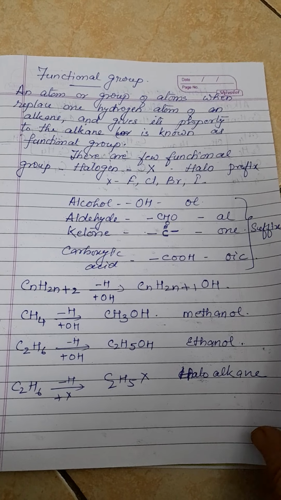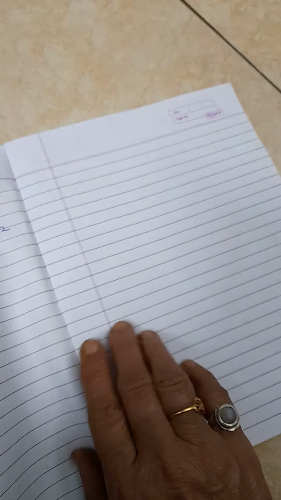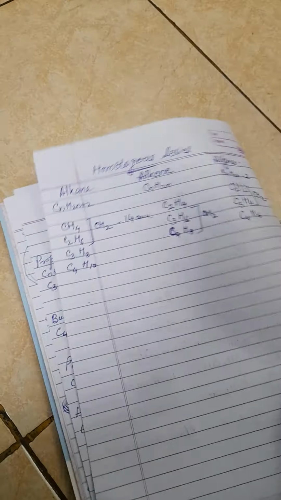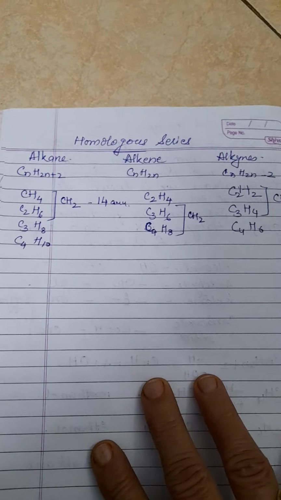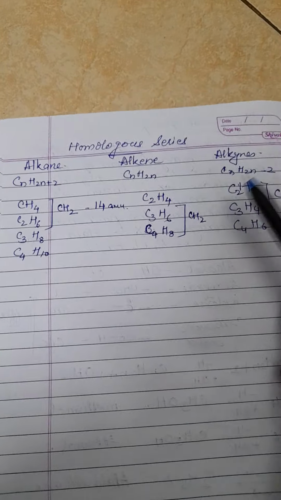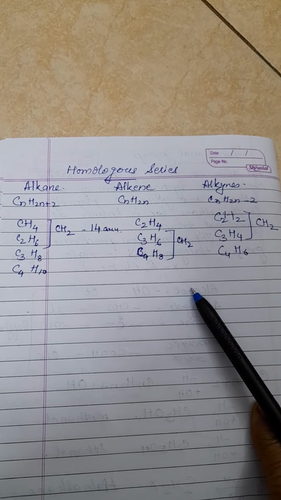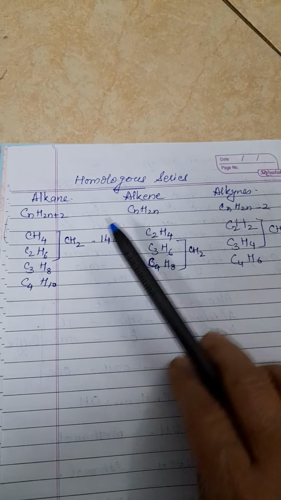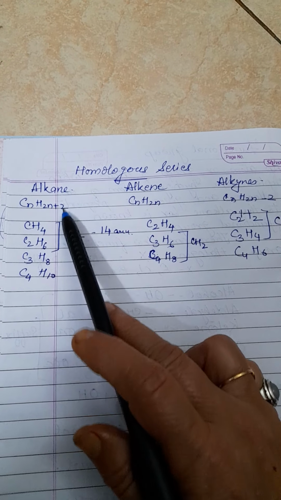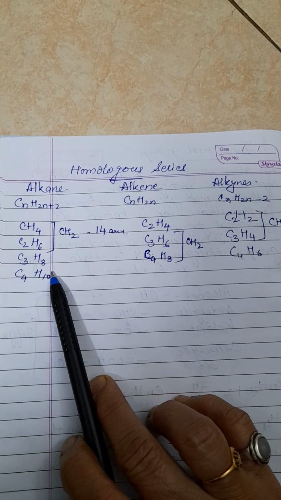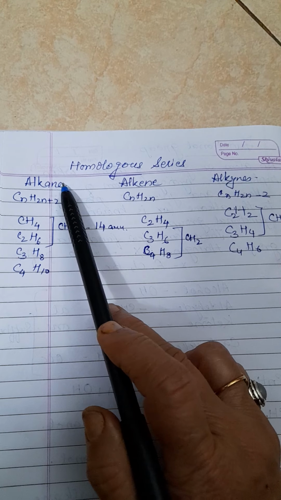Now we are going to study a little about the homologous series. You can see here, children, I have written some points for the homologous series. Listen to what I am going to explain very carefully. Homologous series means the series that we follow while writing the names of the compounds, which we have already studied, children.